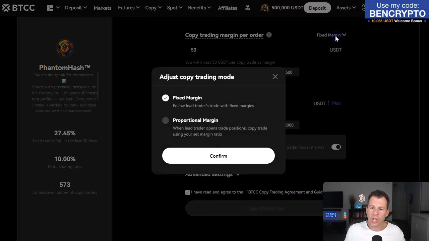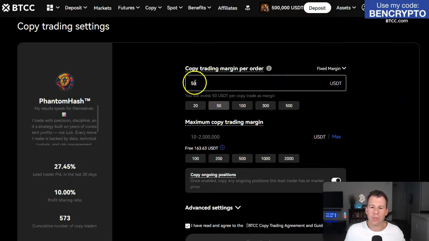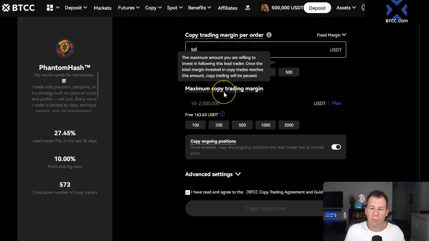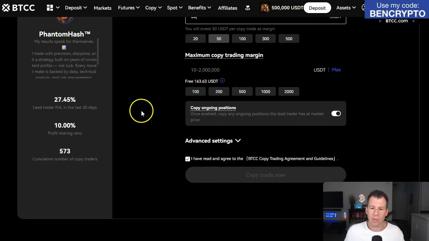Now, fixed margin versus proportional margin. I like fixed margin. That just means put the same amount in each trade that you copy trade of them, regardless of how much conviction they have in the trade, or how much conviction you have in the trade. So you put like, I don't know, $50. Max copy trade margin is the maximum amount you are willing to invest in all the trades of this lead trader that you copy. Once you reach a maximum, like $1,000, $2,000, then you just won't enact any more trades copy trading them. So you put something in there.